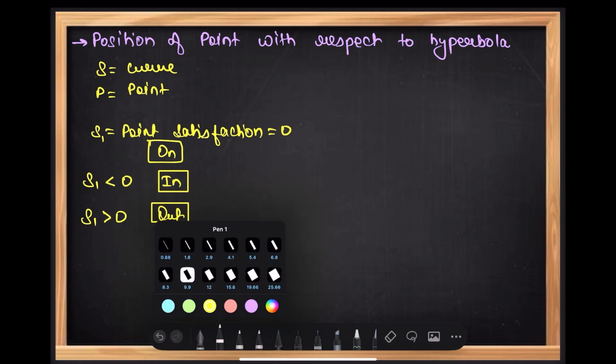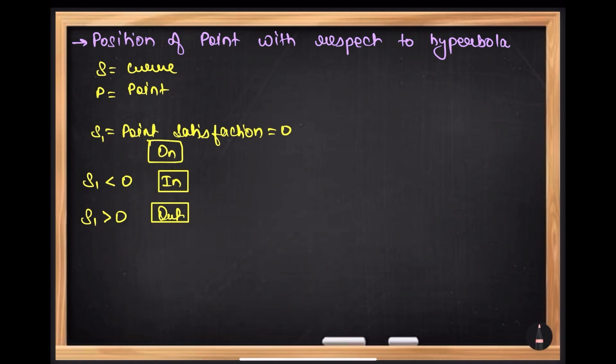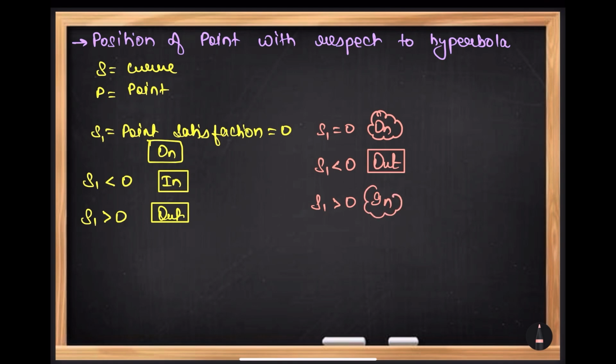In hyperbola, only in hyperbola, S1 equals 0, it's on, which means it is the same. If S1 is smaller than 0, in reality it has to be in, but in hyperbola it will be out, outside the curve. If S1 comes out to be greater than 0, in general cases it has to be out, but in hyperbola it will be in. So this is the change you have to memorize.